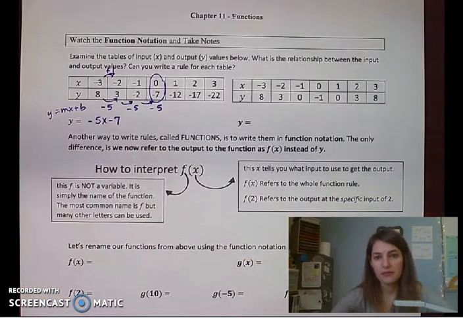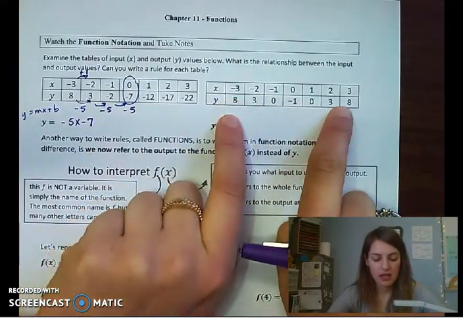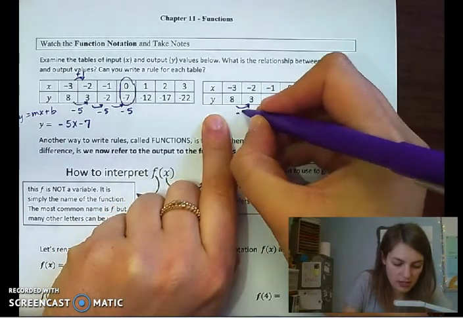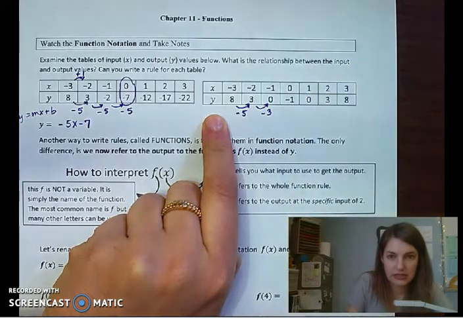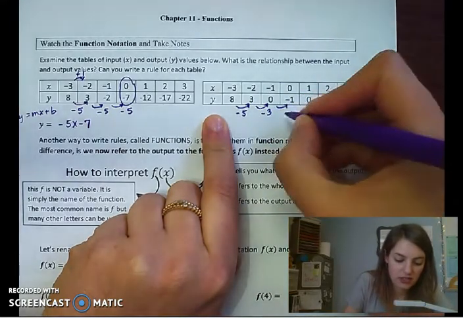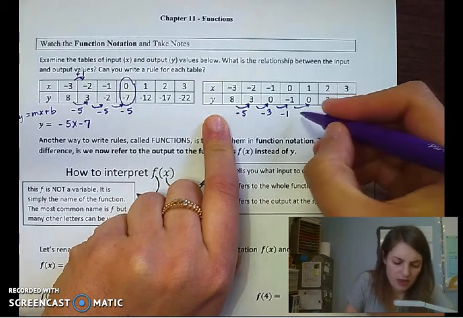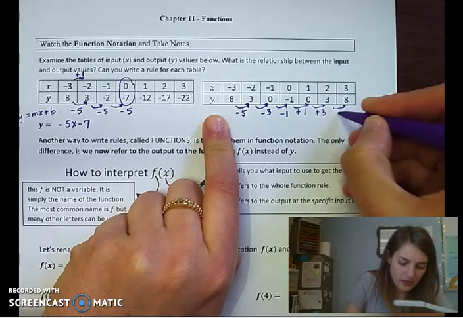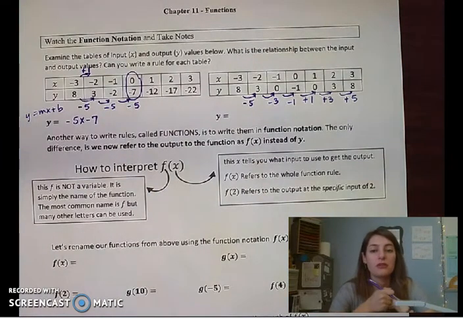And the second table, again, our x values are the same. They're increasing by 1. And the y values from 8 to 3 is a decrease of 5. From 3 to 0 is subtracting 3. So from 0 to -1 is just subtracting 1. And then from -1 to 0 is going up again by 1. And then up by 3 and up by 5. So this pattern is definitely not a linear pattern. So could it possibly be a quadratic pattern?